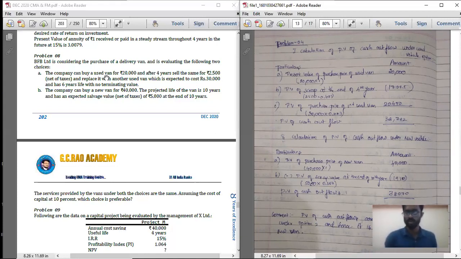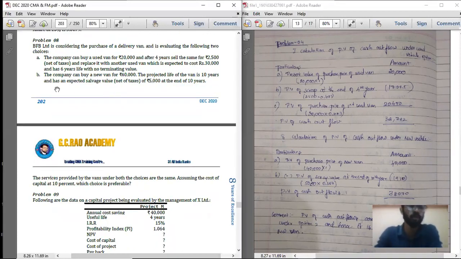First purchase a used van, use that for 4 years. Then at the end of 4 years, purchase another van and use it for next 6 years. That is option 1. So next option 2, the company can buy a new van. The projected life of the van is 10 years. So you can use only one van for 10 years and it has an expected salvage value of 5,000 rupees. So the scrap value is 5,000. At the end of 10th year, you will be receiving 5,000 rupees by selling that van.